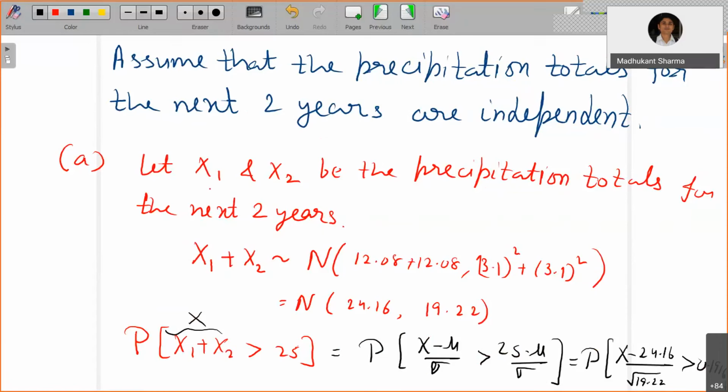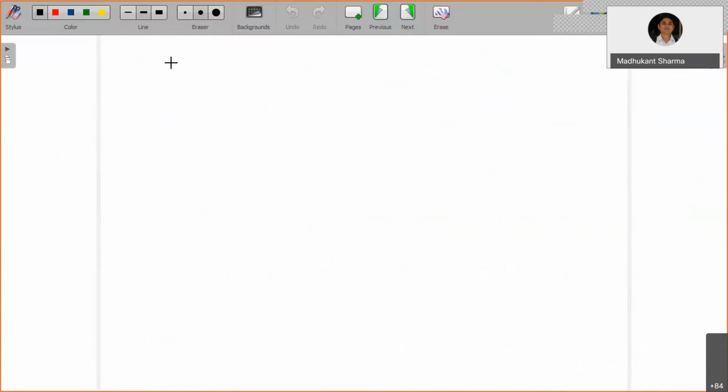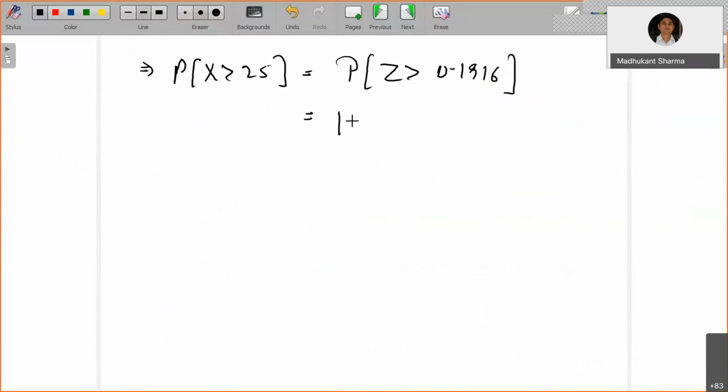Okay, so what it will give you is, this implies the probability of x greater than 25. So that's going to be phi of... this is just now the probability of z greater than 0.1916. So that's going to be 1 minus phi of 0.1916. Now use the standard normal table. Now I hope you are able to do that.